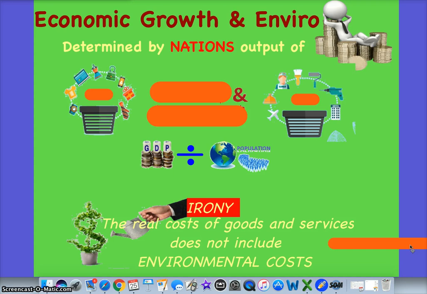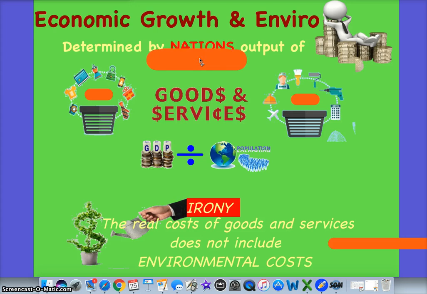What does that mean? Pollution cost, waste cost, anything that we're going to cover is really not included in that. It's left out because these two topics weren't really combined for a long time. All I want you to know is that in a nation, how do we determine wealth? Good. The output of goods and services. How much you can make, how much you can provide, and how much money you make from both of them.